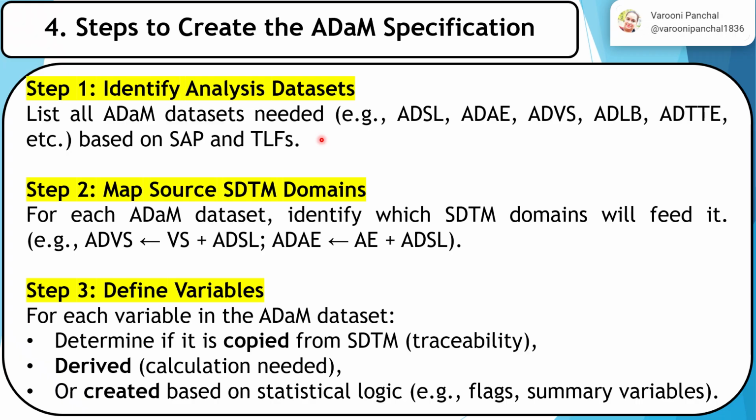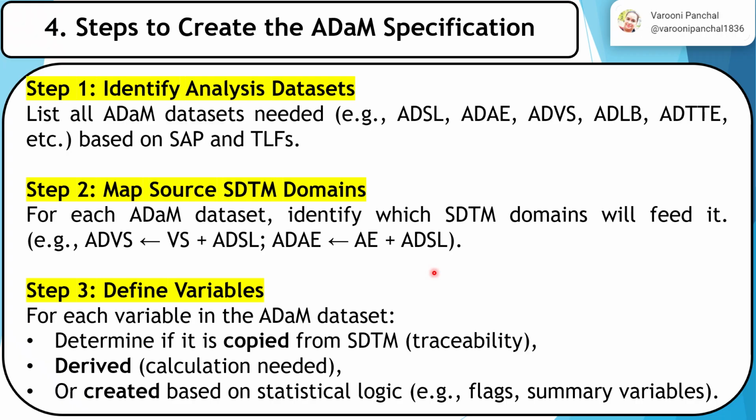The second step is to map source SDTM domains. For each ADaM dataset, you need to identify certain SDTM domains that you are going to feed in for generating ADVS, that is vital signs. So generally we need VS and ADSL. To some extent we may also require the supplemental domain, which is SUPP, in case there is data; if not, then you may not generate that. Similarly, for example in ADAE, you will require the ADSL and the AE.